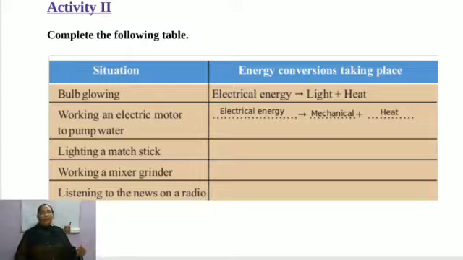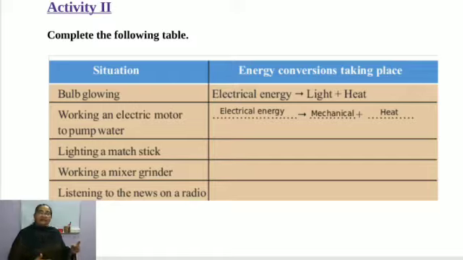Next one is working of an electric motor to pump water. Just this one I will explain. Tell me, what are the different energy forms which are used and into what does it transform? Yes, for the electric motor to work, we need electrical energy, isn't it? With the help of electrical energy, the motor works. When the motor works, what energy helps it to work? Yes, mechanical energy. With the help of mechanical energy, it turns.